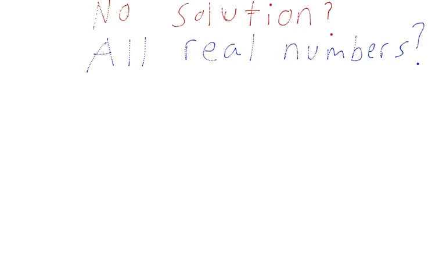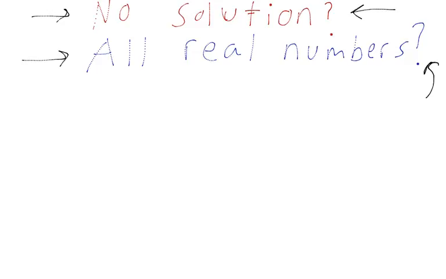And now, the last of our three-part series on absolute value inequalities, I just want to talk briefly about these two cases because they do happen once in a while. You might get no solution for an answer, which means you graph nothing, or you might get all real numbers for a solution, which means that everything works.